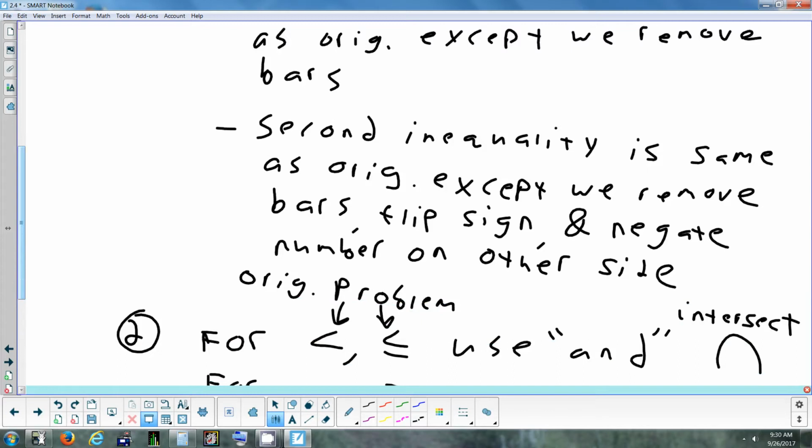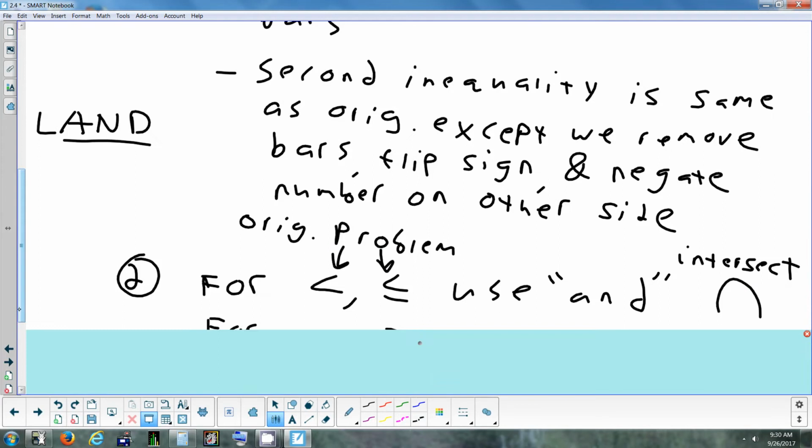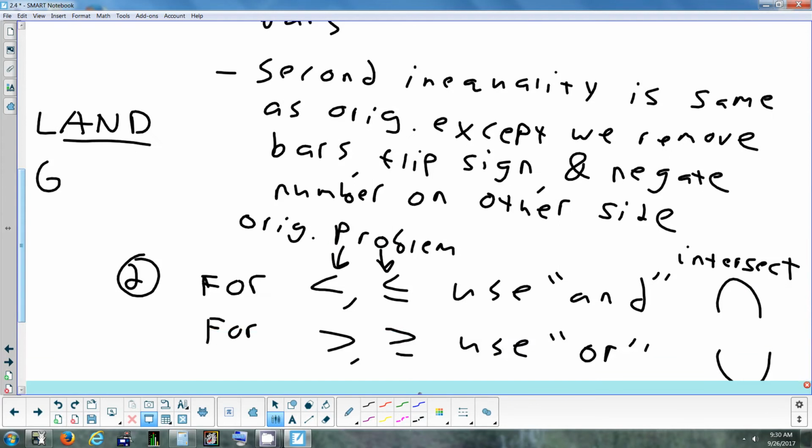And the way I remember it, if your original problem has a less than, you use and. Less than uses and, so think of like land. If you have a greater than, or a greater than or equal to, it's or. That's all I got. So you just have to remember that greater than uses or. However you can remember it, that's all.